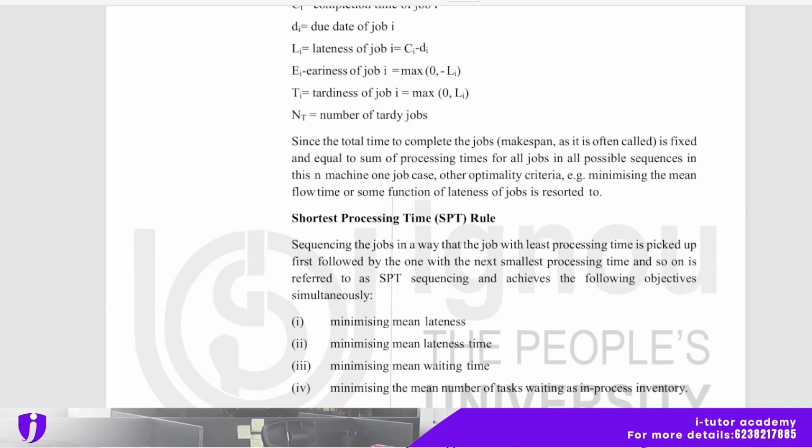Okay, and since the total time to complete the jobs is fixed and equal to the sum of processing times for all jobs in all possible sequences in this n job, one machine case, other optimality criteria, for example minimizing the mean flow time or some function of lateness of jobs, is resorted to.